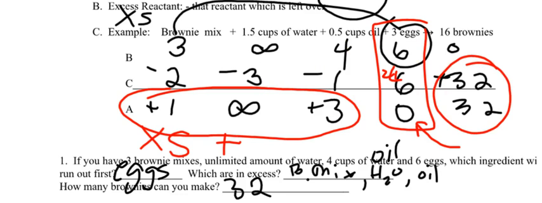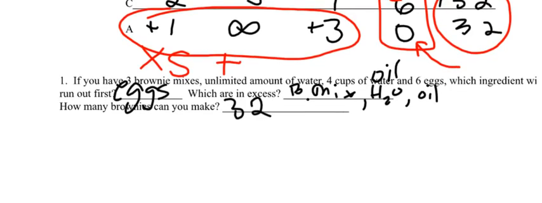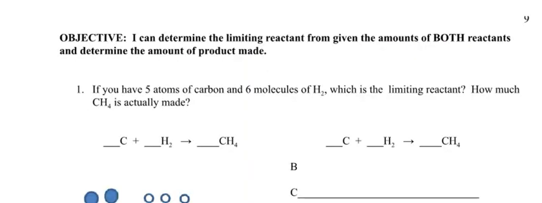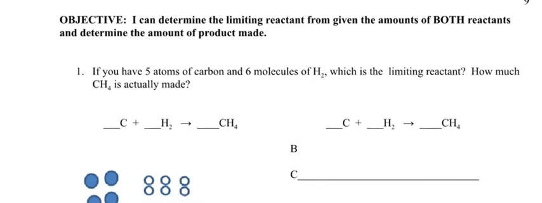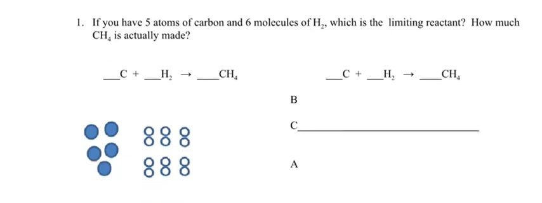Okay, so let's see how this actually works. Let's turn the page. All right, so here we go. If you have 5 atoms of carbon and 6 molecules of hydrogen, notice that's what I have. What's the limiting reactant? Well, what do I have to do first, everyone? Of course, I need to balance. I'm going to put a 2 here.